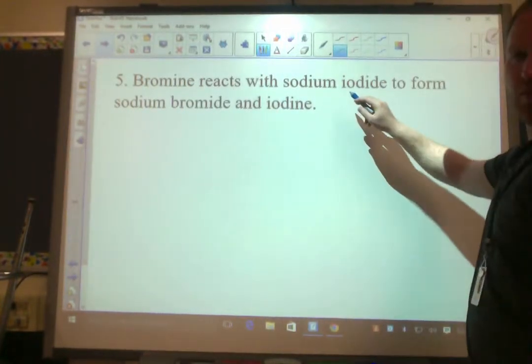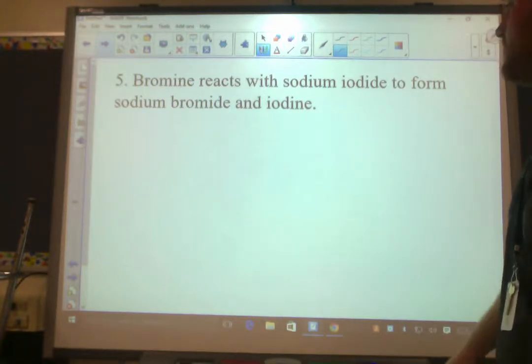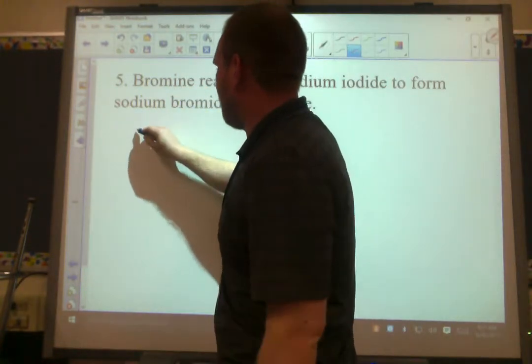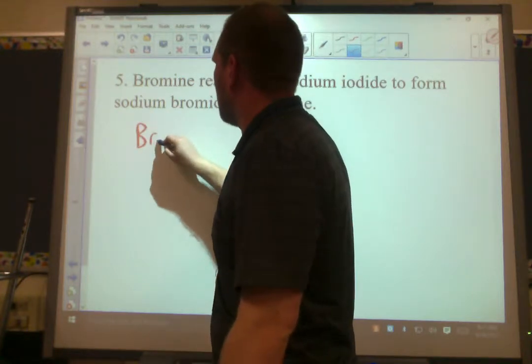Bromine reacts with sodium iodide to form sodium bromide and iodine. So bromine is a Brinkelhoff. You can't just write Br, we're going to write Br2.